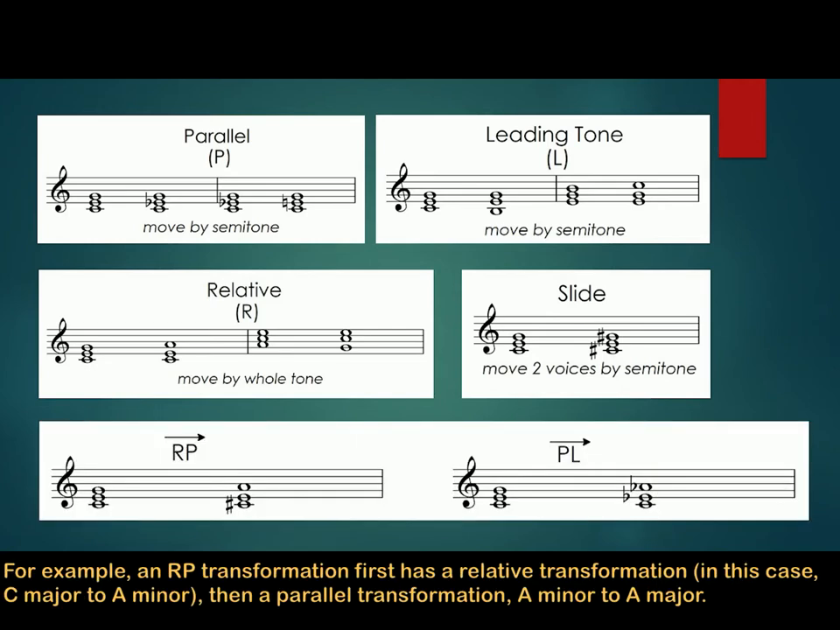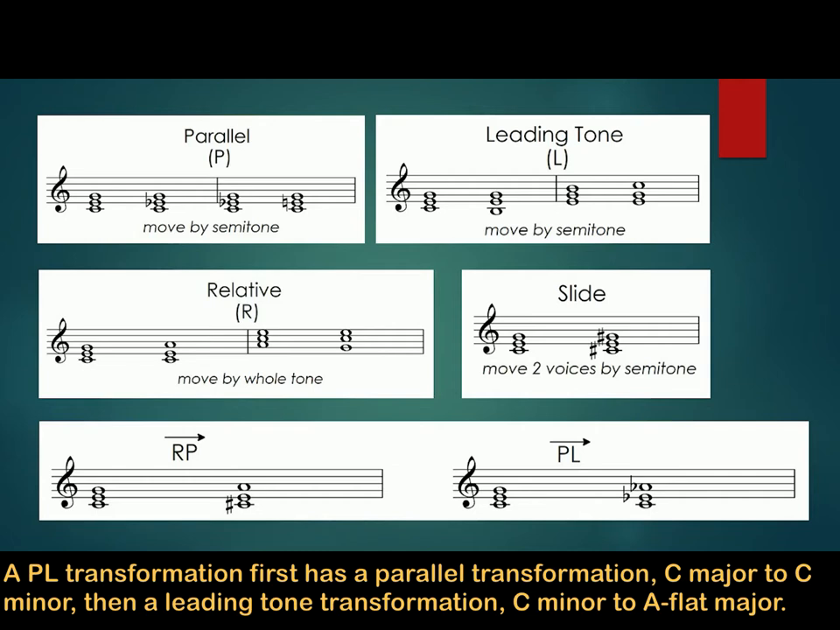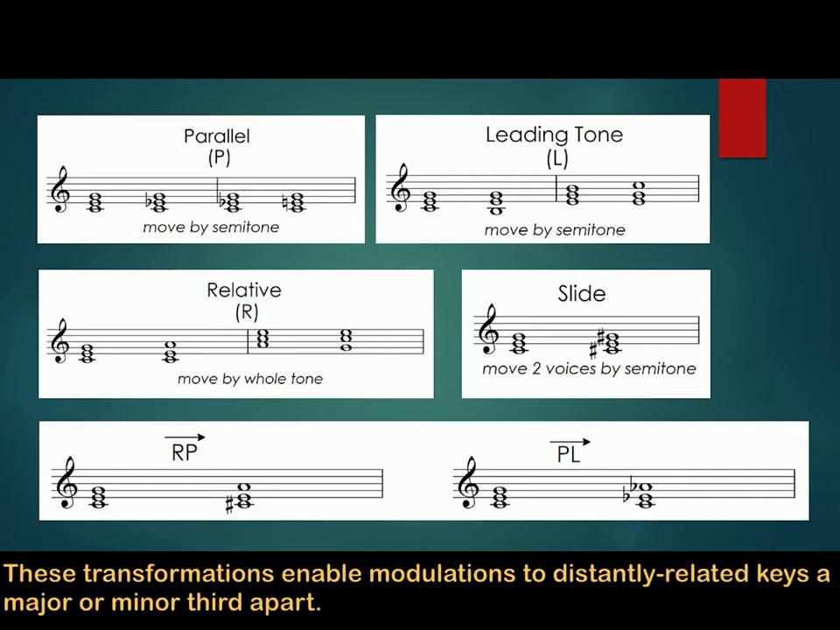For example, an RP transformation first has a relative transformation, in this case C major to A minor, then a parallel transformation, A minor to A major. A PL transformation first has a parallel transformation, C major to C minor, then a leading tone transformation, C minor to A flat major. These transformations enable modulations to distantly related keys a major or minor third apart.